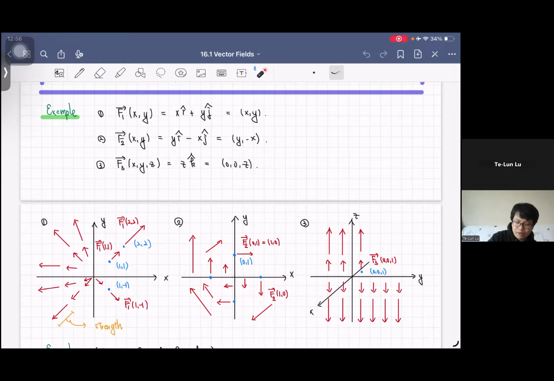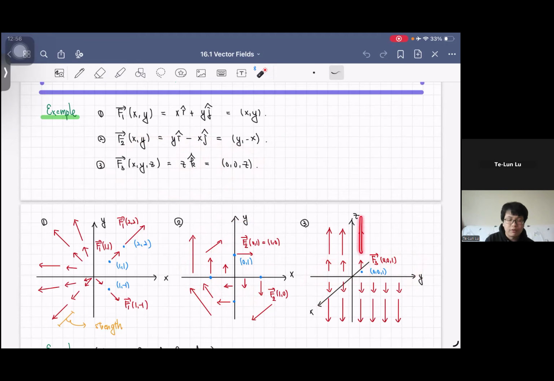Now for 3D space, let me use a very naive example. I assign x, y, z to the vector field 0, 0, z, that is, zk. Basically, it is symmetric with respect to the x and y coordinates, but for different z, you are assigning different vectors. In the same plane, where you have the same height, each vector is of the same strength.